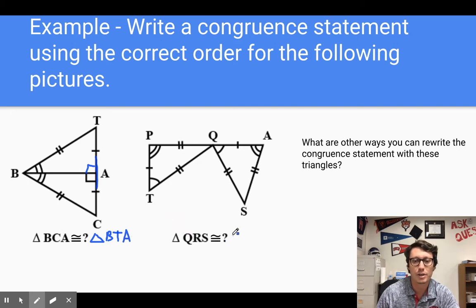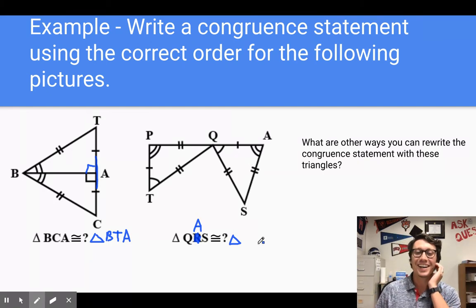Okay, now coming over here, triangle QRS, right? Notice that is QRS. That doesn't make any sense at all. There is no R in this thing. So that's really annoying. We're going to change this, ladies and gentlemen, to QAS, because that actually is what the triangle is called.